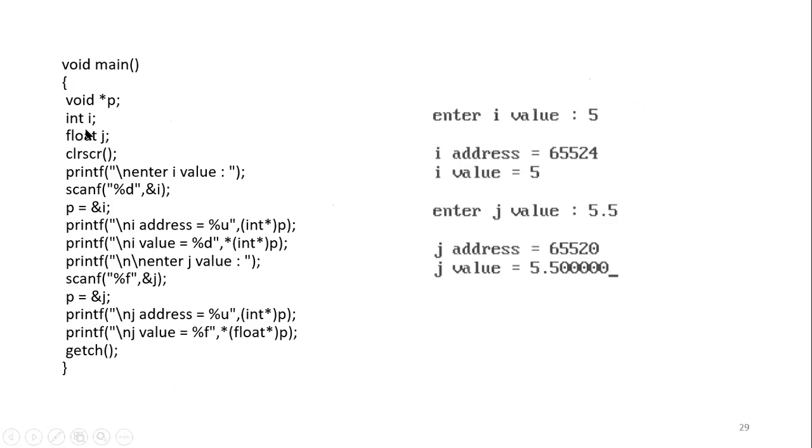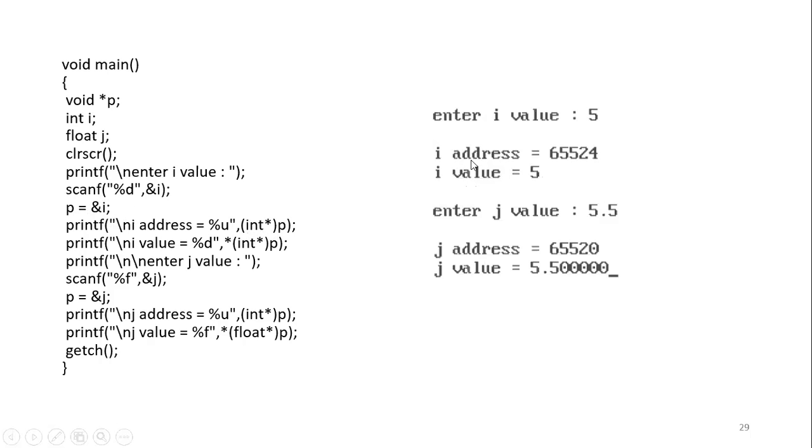For example, here p is a pointer to void, or void pointer. i is the integer variable, j is the float variable. Enter i value. Say that I have entered the i value as 5. Now p is a generic pointer, containing the address of an integer. Now I am printing the address of i. The address of i is nothing but p. p contains the address of i. But p is a generic pointer. Since I am storing the address of an integer variable, I need to typecast with int star.